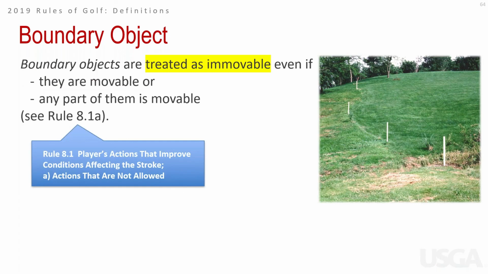Boundary objects are treated as immovable, even if they actually are movable or any part of them is movable. So in a previous example, you saw some of those stone walls. You can't take parts of those stones out to make your ball playable. That stone wall was treated as a boundary object, and no parts of that boundary object are actually movable. Same can be said about these stakes here.